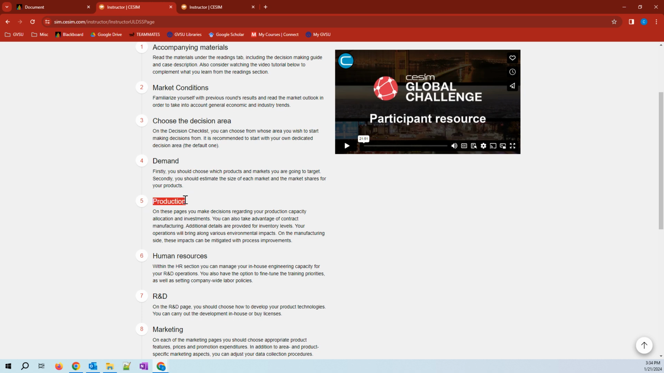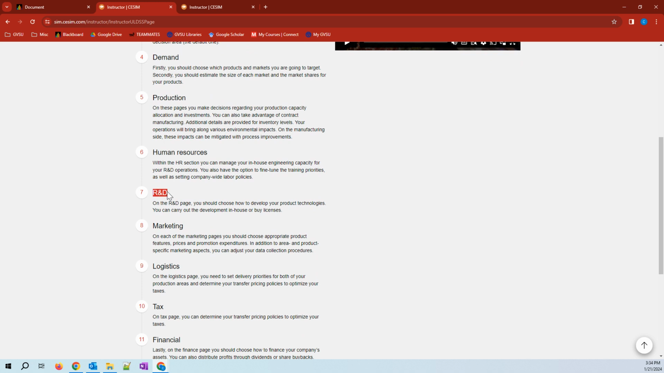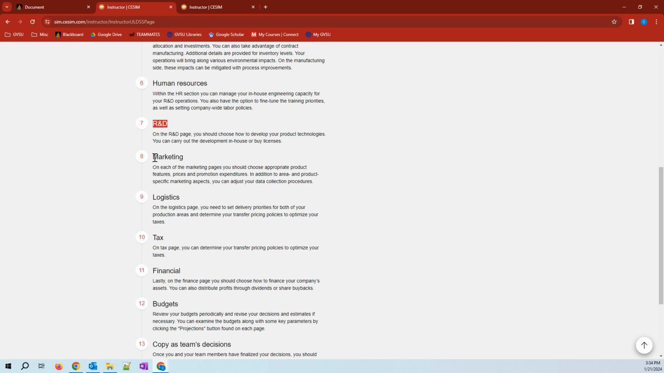Then we move to the production tab, where we make decisions around production scheduling and around environmentally conscious, responsible conduct in terms of operational efficiency improvement. Then we move to the HR tab, where we make decisions about our R&D engineers, their salaries and so on. Then we move to the R&D tab, where we make R&D based decisions. Then comes the marketing tab, where we make specific decisions about each product line in each geography: the number of features to install, the price at which to sell, and the promotion money.